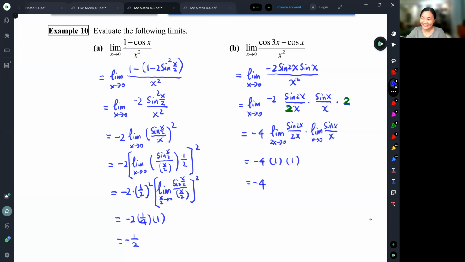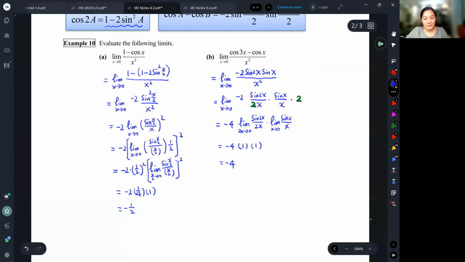Is that okay? It's not, as you can see, it's not really factorizing.